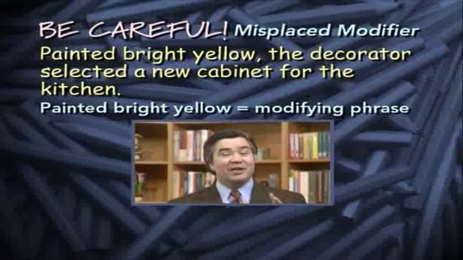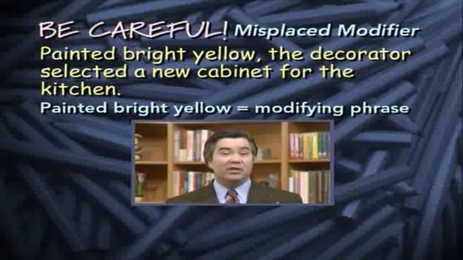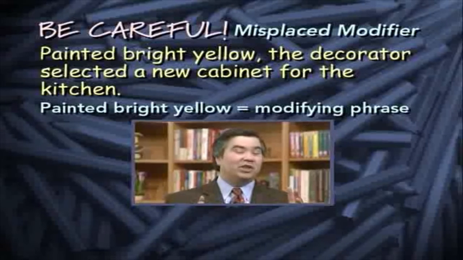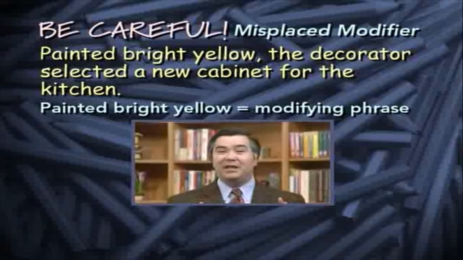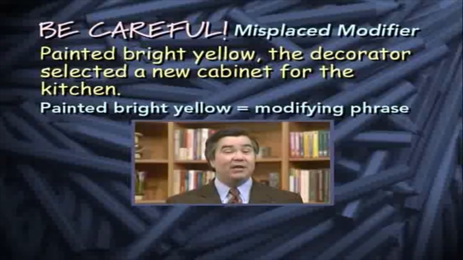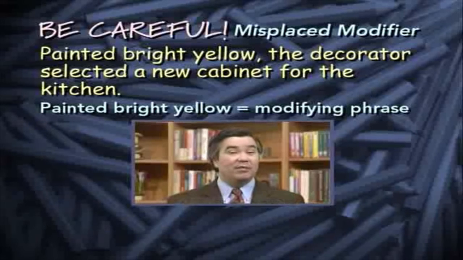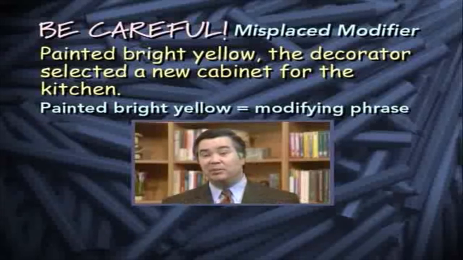Painted bright yellow, the decorator selected a new cabinet for the kitchen. It doesn't really make sense, and it's a little bit confusing. It causes the reader to pause just a second to get his or her bearings and figure out what's actually being said, and that's not the kind of effect you want your writing to have. Ideally, a sentence should be perfectly clear the first time through and not cause the reader to pause.